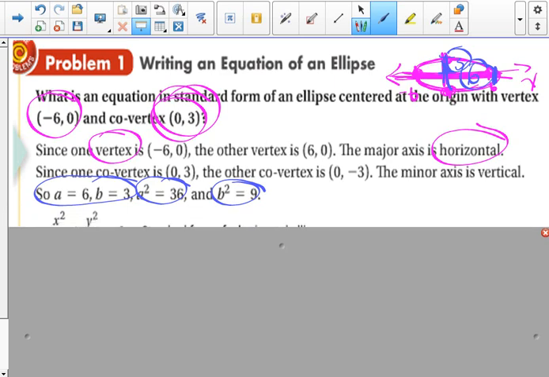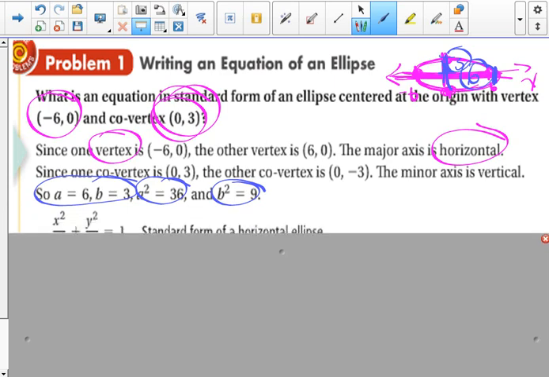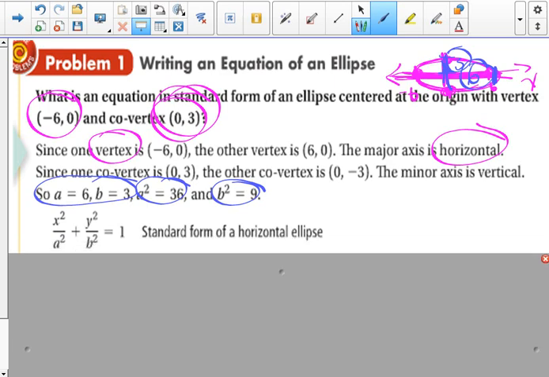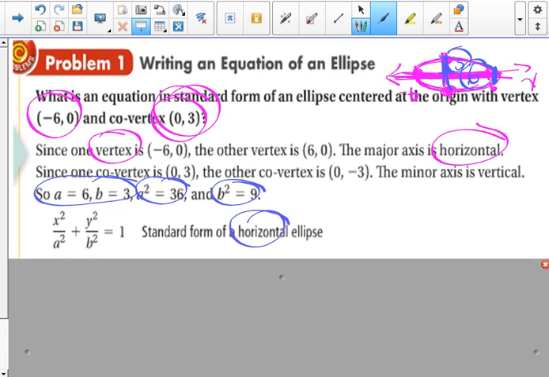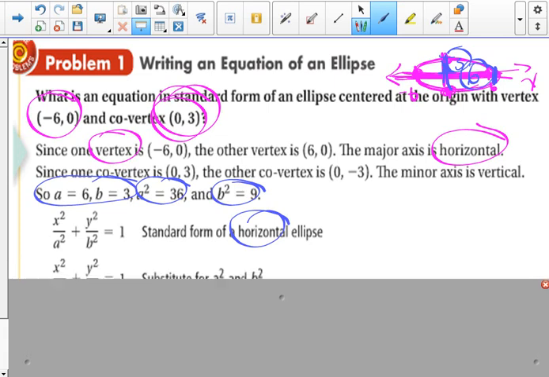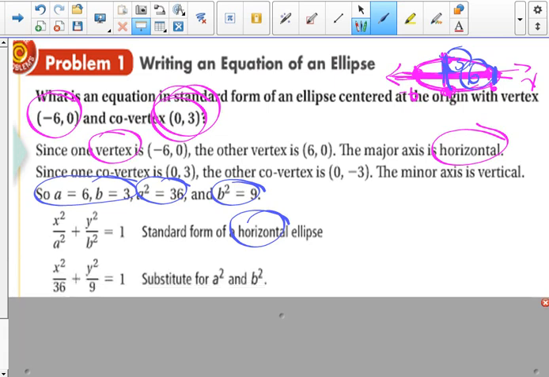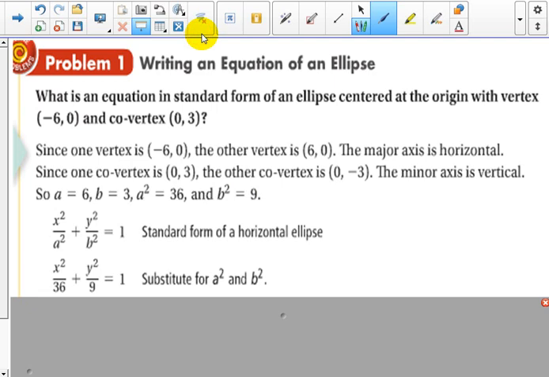So square them both. So we're going to do the x squared over A squared plus y squared over B squared equal 1. So that's your standard form of a horizontal ellipse. So you're going to fill it in. A squared is 36, so x squared over 36, plus y squared over B squared, which is 9, equal 1. So there's your answer. And that's how you write an equation of an ellipse.